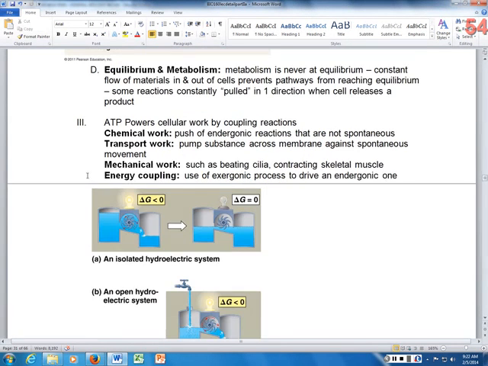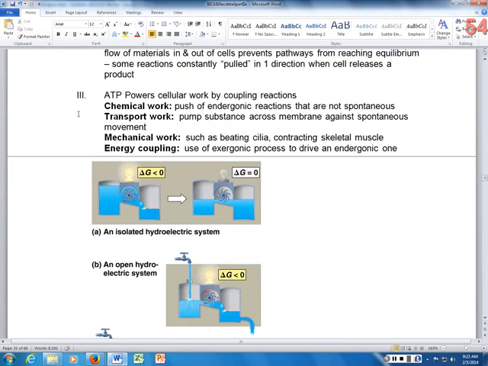What's going to power the work is ATP, adenosine triphosphate. Chemical work is going to push the endergonic reactions that are not spontaneous. You can have transport work that's going to pump something across a membrane against the direction it spontaneously moves. Mechanical work can be something like beating cilia or contracting skeletal muscle.